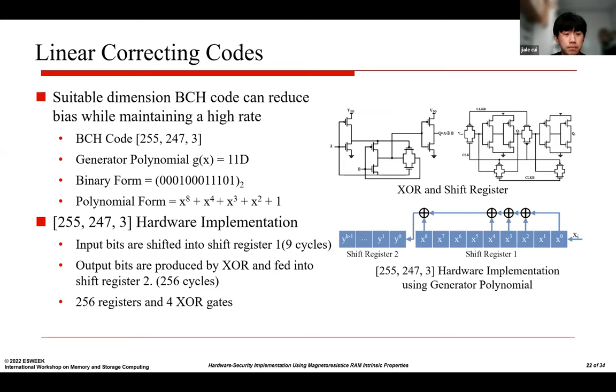The BCH code can be expressed as the polynomial form. We can implement this BCH code using exclusive OR gate and the shift register. The schematic of the circuits is shown on the right top figure. In the first 9 cycles, the input bits are shifted into the shift register 1. In the next 256 cycles, the output bits are produced by exclusive OR gates and fed into the shift register 2.